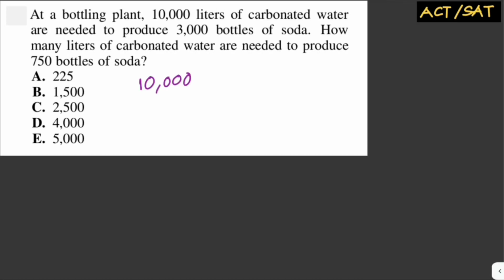So that would be 10,000 liters of carbonated water is to 3,000 bottles of soda. And we let X be the volume of carbonated water needed to produce 750 bottles of soda. So that would be X is to 750 bottles of soda. And now we can solve for the value of X.